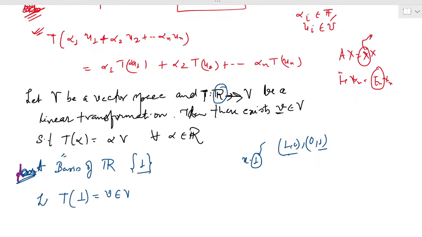Okay. So I'm claiming that if I take the image of 1, it would be some vector V, right? It would be some vector V. See, this is the linear transformation T, a linear transformation defined from the set of real numbers to V. V is a vector space.